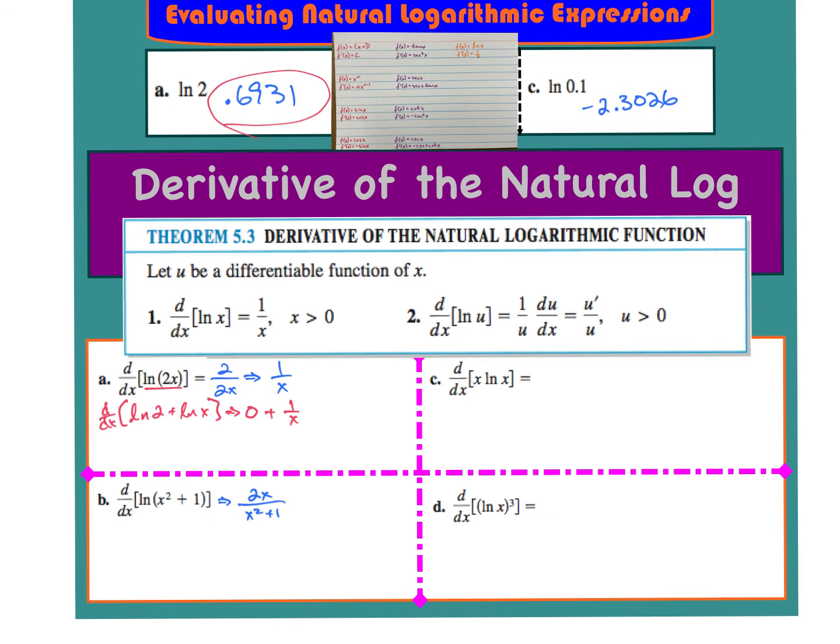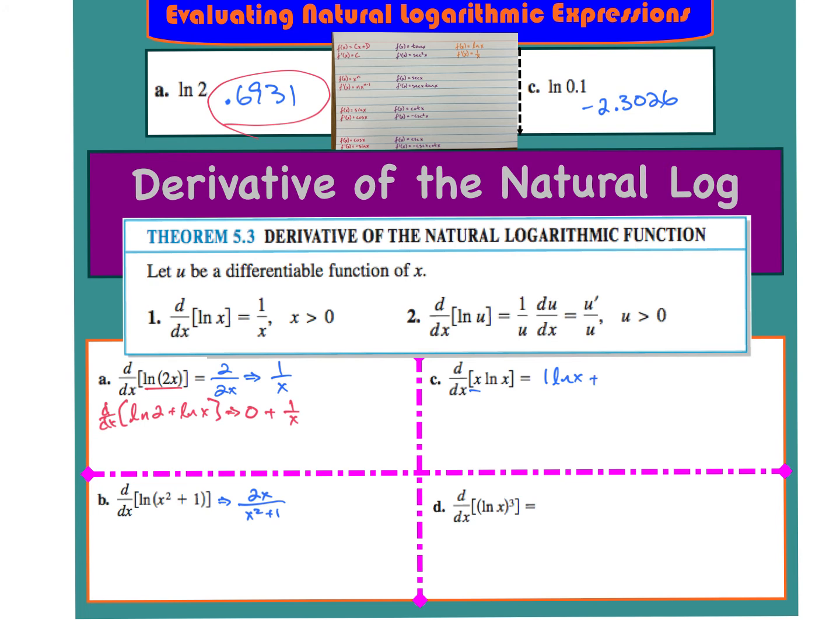So now I need to derive x times natural log x. What's happening with x and natural log x? They're being multiplied. So what rule do we need to use when things are being multiplied together? The product rule. All right. So we need to take the derivative of the first. What is the derivative of the first? 1 times natural log x.